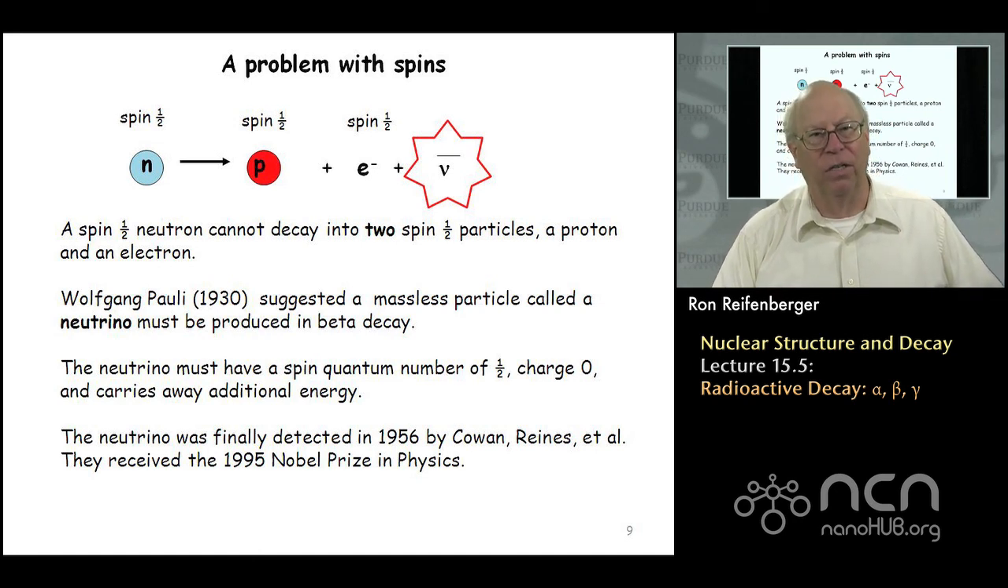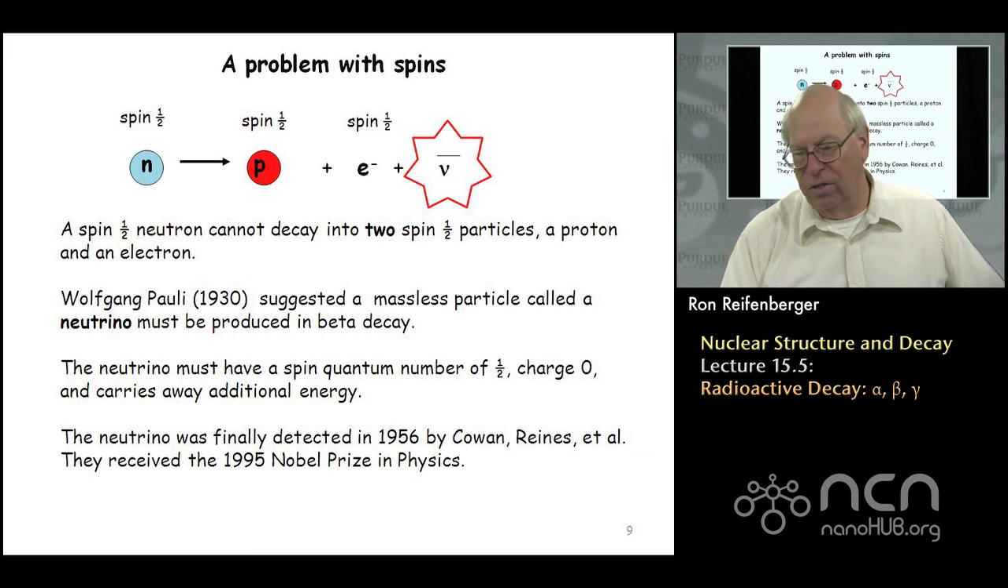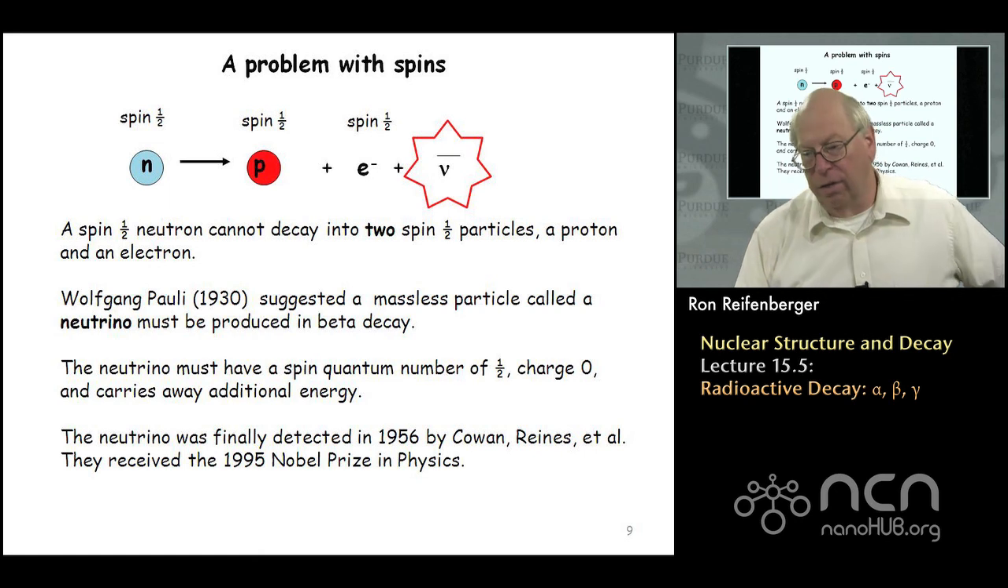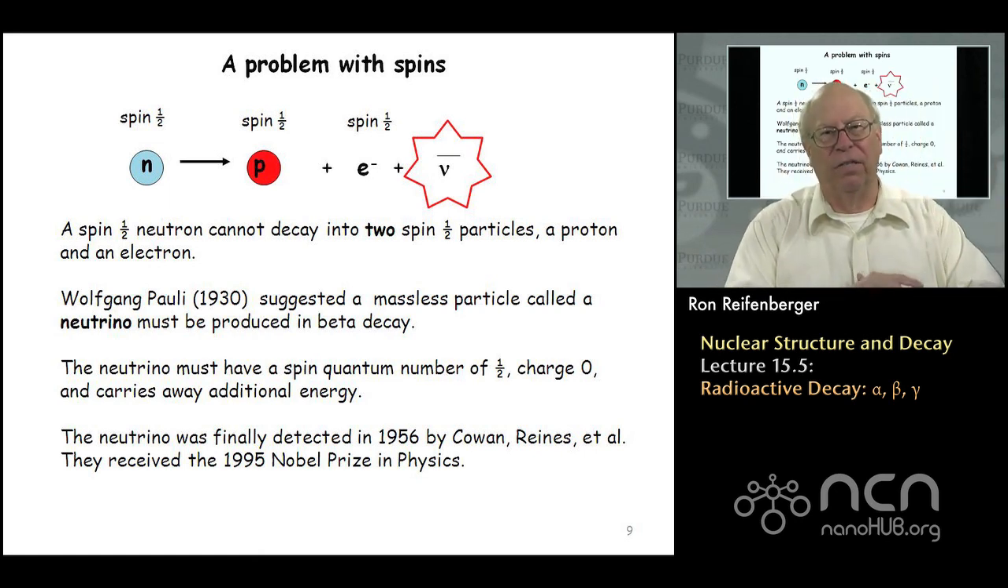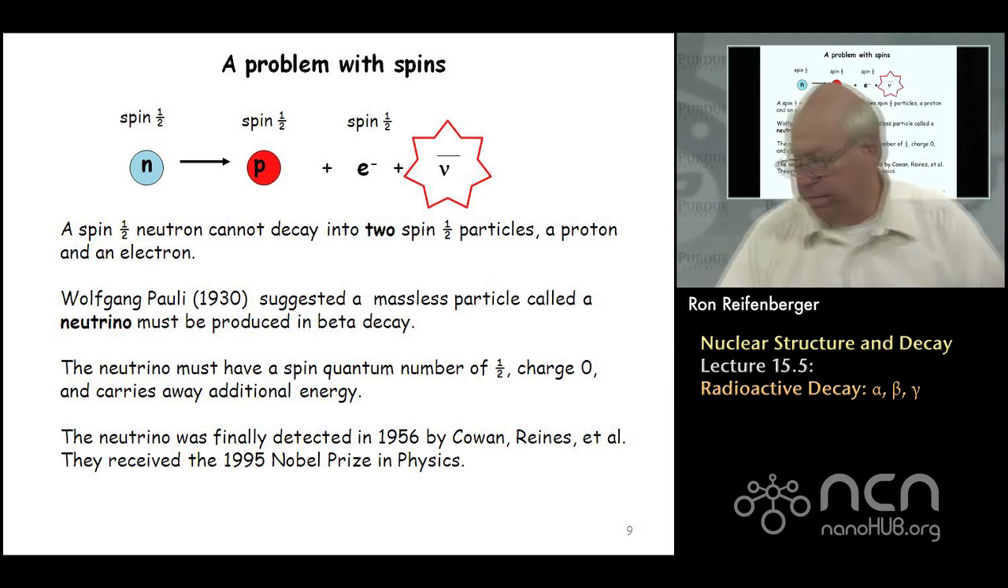As always in this business, it takes about 25 to 50 years to verify these predictions, and this example is no exception. The neutrino was finally detected in 1956, and that discovery was recognized with the Nobel Prize in 1995. So just based on very general conservation of energy and conservation of spin arguments, this neutrino was hypothesized, and then 25 years later, it was actually discovered.